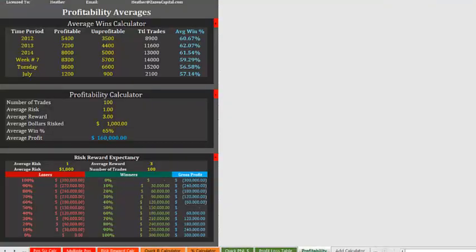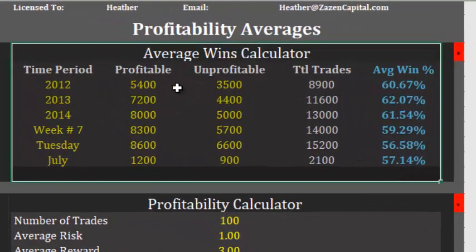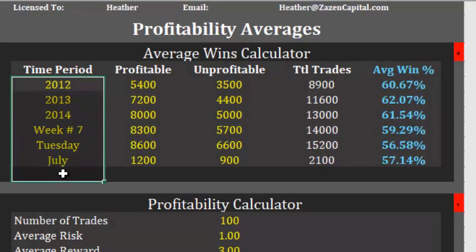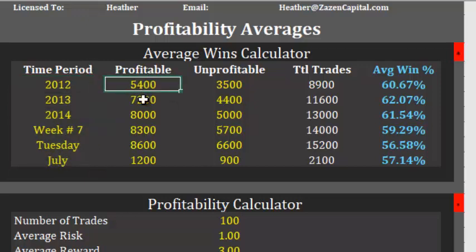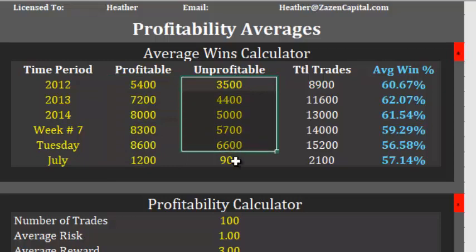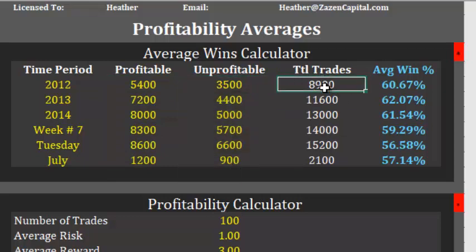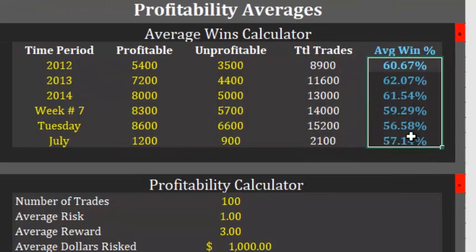Next up is a profitability profile. You can quickly find out your average win and loss ratio. You can put the date, whatever time period you're interested in looking at. Just jot down the number of profitable trades versus unprofitable. It'll tally your total trades and give you your average win rate.